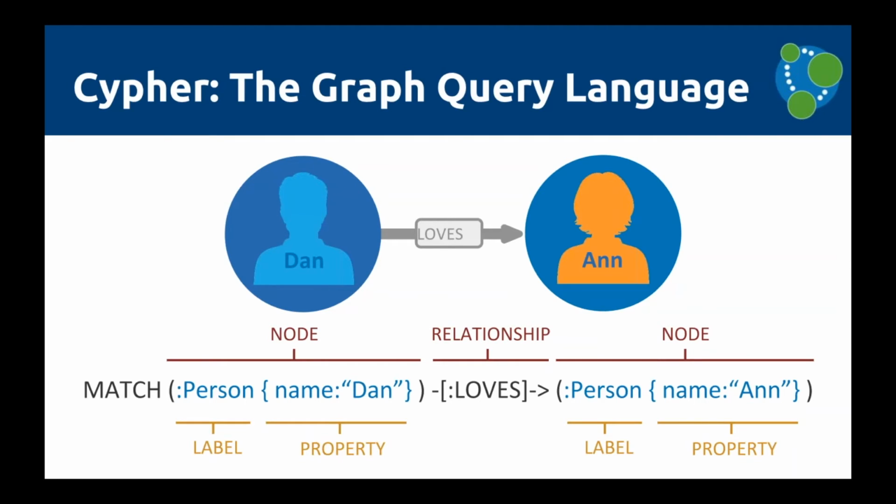And then the other thing that we've got in this query is a label. So we're saying that the person, which has the property name Dan, has the label Person, and equally on the other side, Anne is a Person and has the property.